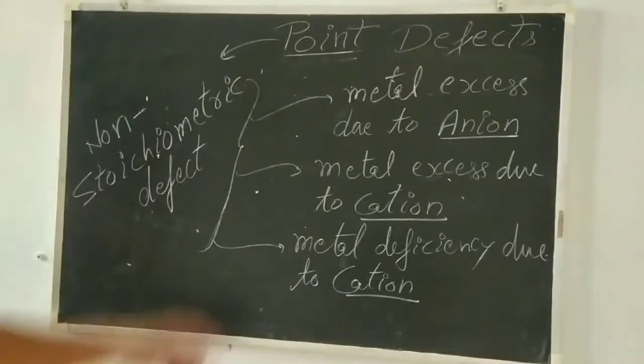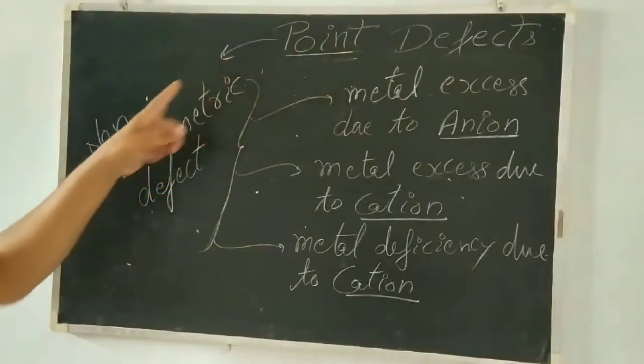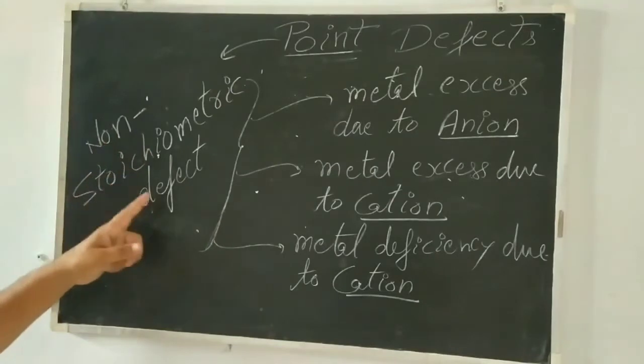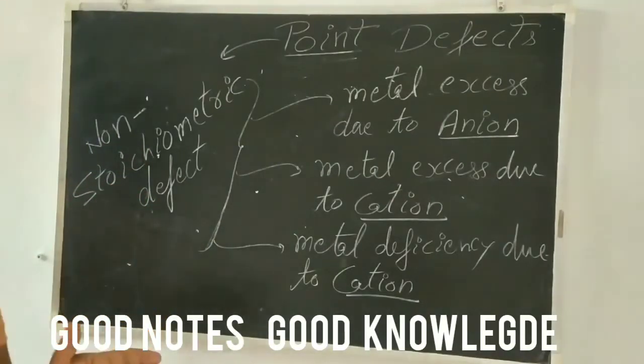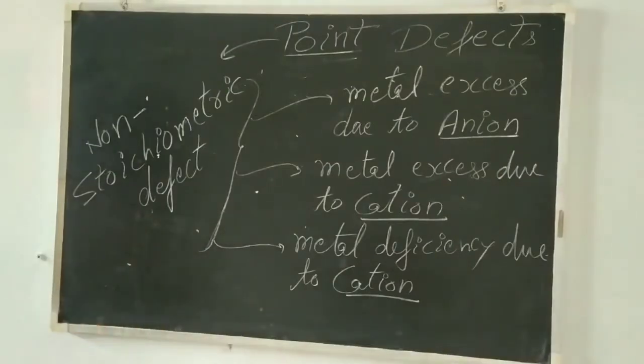Second type of point defect is non-stoichiometric defect. It means after the defect, the ratio of atoms with respect to each other changes. Non-stoichiometric defect changes the molecular formula.